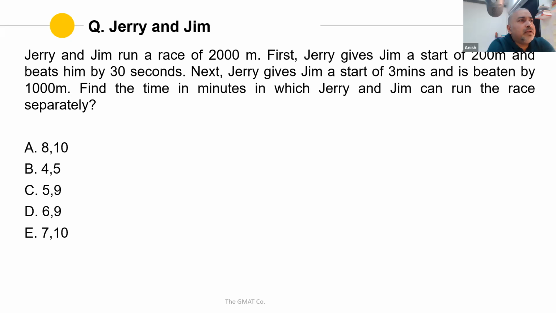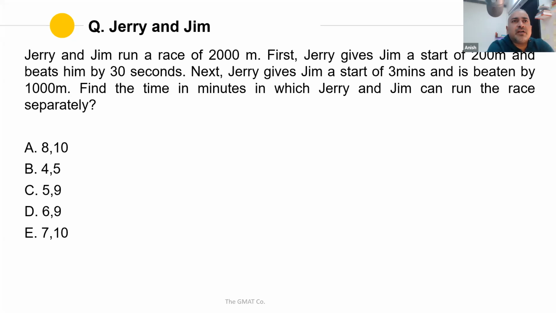Jerry and Jim run a race of 2000 meters. First, Jerry gives Jim a start of 200 meters. What does this mean? So Jerry's like, Jim, you go ahead. You take a lead, right? You cover some distance even before the race starts. You reach that 200-meter mark, and then we'll start the race. So basically, when the race will start, you'll be at the 200-meter mark. I'll be at the 0-meter mark. And we both need to reach the 2000-meter mark. Right, so Jerry has given Jim a head start, some advantage.